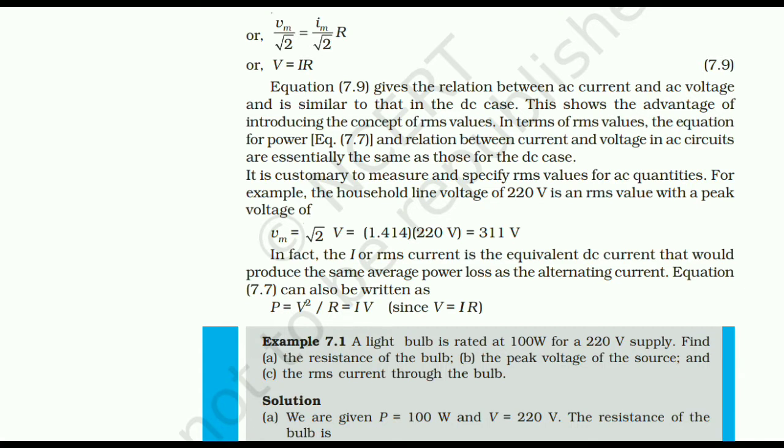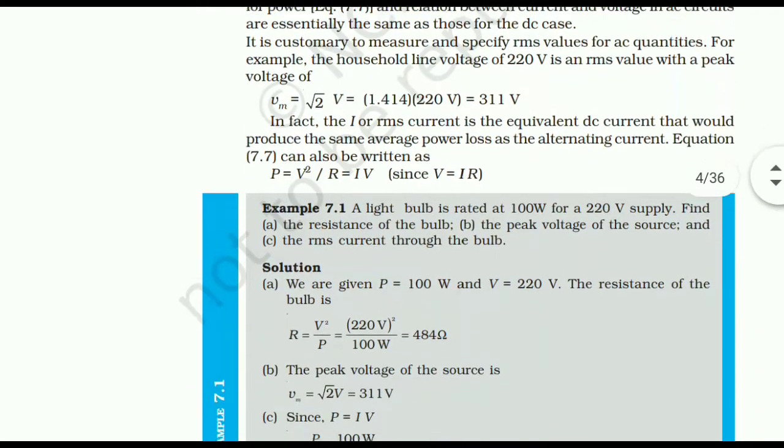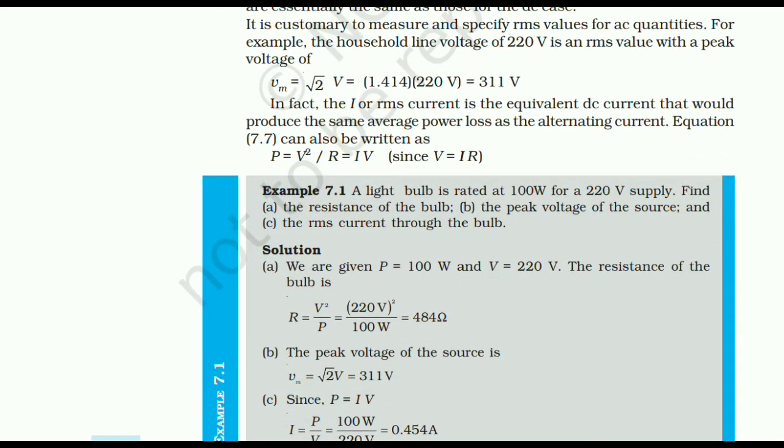It is customary to measure and specify RMS values for AC quantities. For example, the household line voltage of 220 volt is an RMS value with a peak voltage of Vm equals root 2 V, which is equal to 311 volt. In fact, I RMS current is the equivalent DC current that would produce the same power loss as the alternating current. It can also be written as P equals V square upon R, which is equal to I square R, since V equals IR.